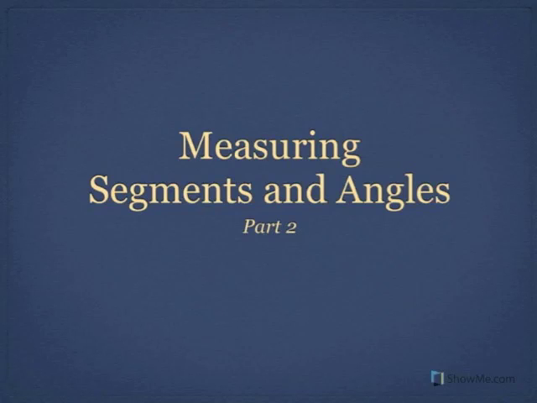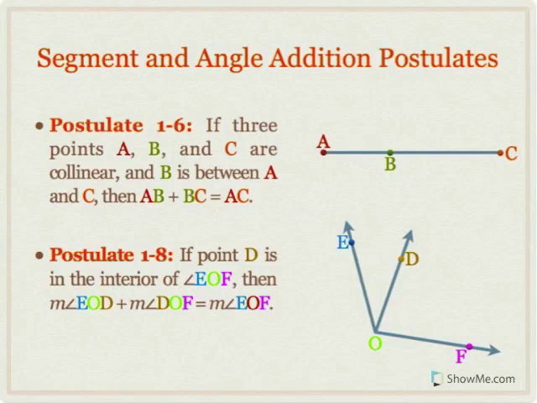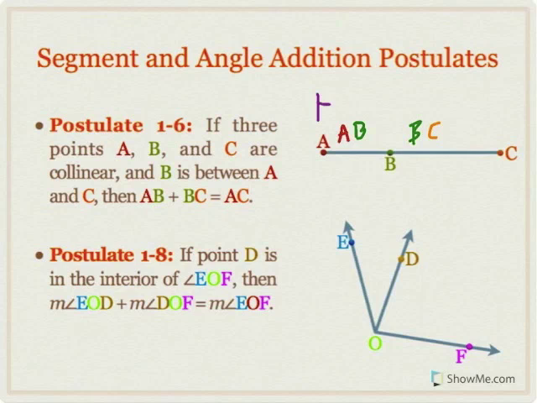Now that you know how to measure angles, let's talk about how to use those measures by using a couple of postulates and definitions. Here are the postulates that we want to use: the segment addition postulate and the angle addition postulate. The segment addition postulate says that if you have a segment ABC, and B is between A and C, then taking segment AB and adding that to segment BC will give you the entire segment of AC.